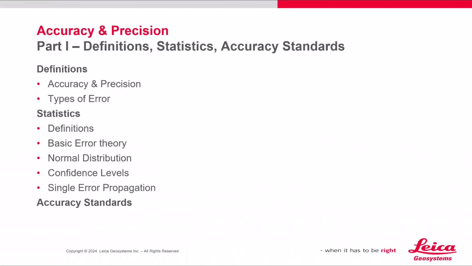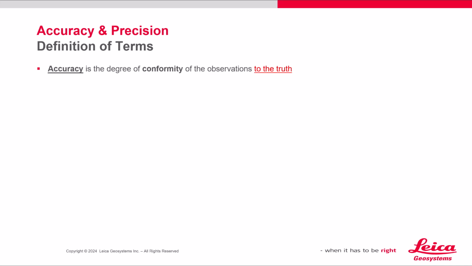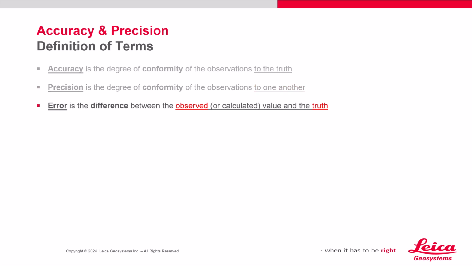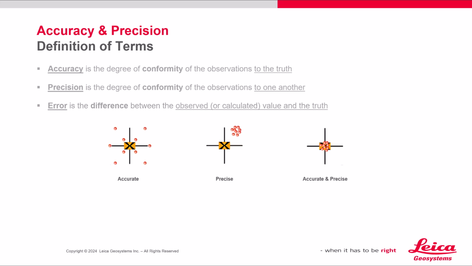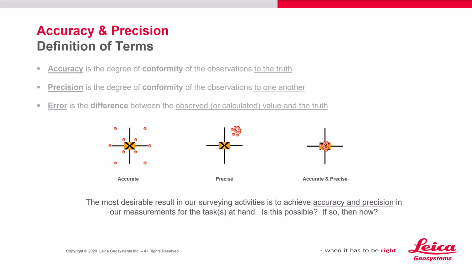This is part one of accuracy and precision. We're going to cover definitions, statistics, and accuracy standards. Accuracy is the degree of conformity of the observations to the truth. Precision is the degree of conformity of the observations to one another. An error is the difference between the observed or calculated, in some cases, value and the truth. Some examples are here. We're going to go through these in much more detail. The most desirable result is this accurate and precise here.